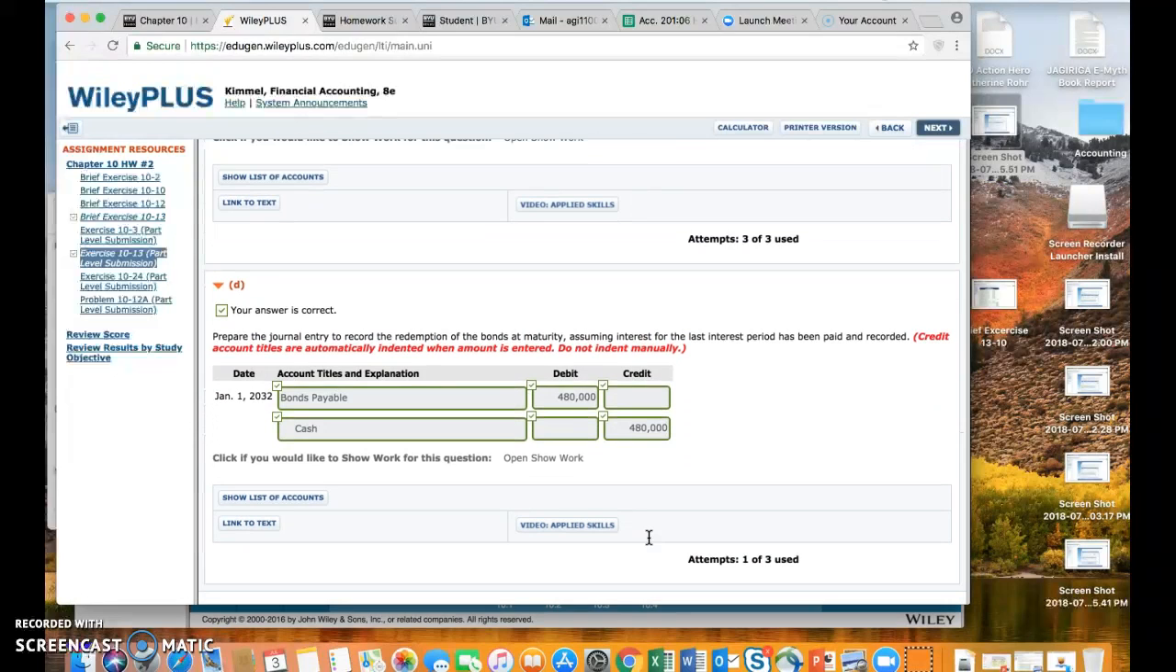I'm going to quickly move to the D part, which says to prepare the journal entry to record the redemption of the bonds at maturity. Basically, this is the face value, or the actual amount of the bond. So we debit the bonds payable 480,000 and we credit cash 480,000. This is pretty straightforward with the experience we've had so far.